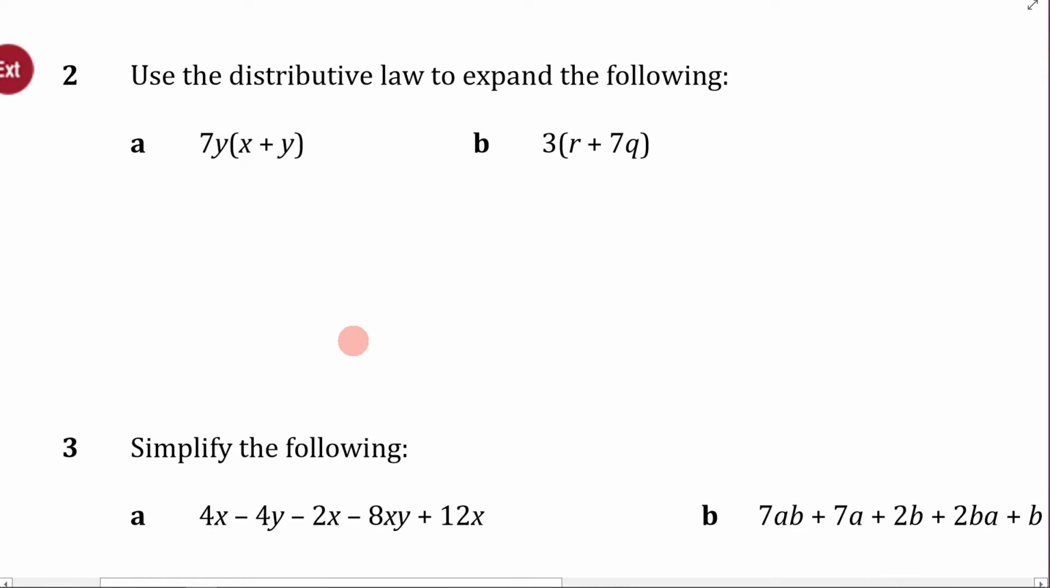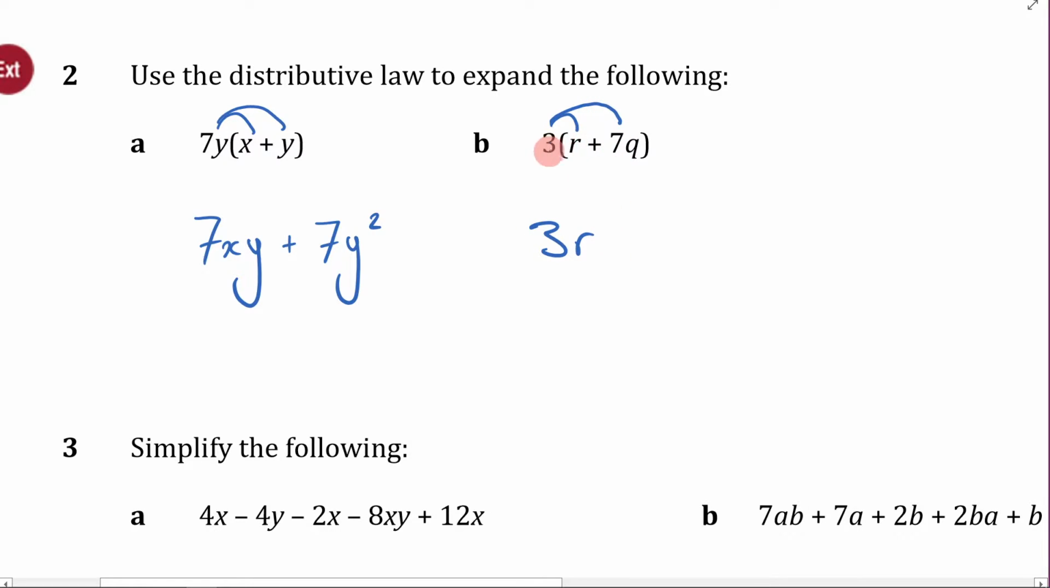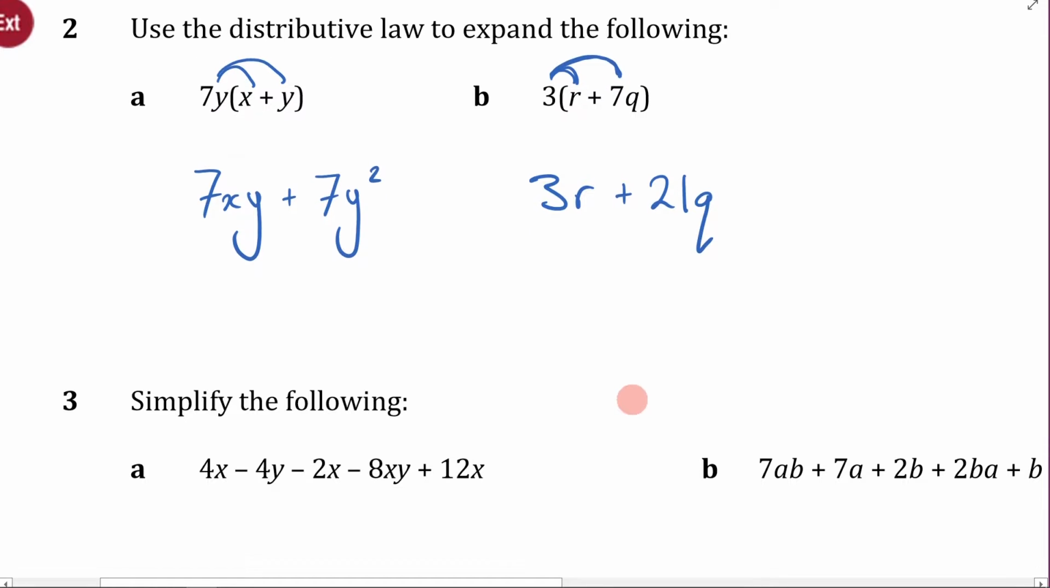Using the distributive law, expand the following. Remember, drawing these arrows, they're very helpful. So this is 7y times x is 7xy. 7y times y is plus 7y squared. Then over here, this will be 3 times r is 3r. 3 times 7q. Well, 3 times 7 is 21, and then I put a q there. So remember, you're just timesing. All right, we continue on.